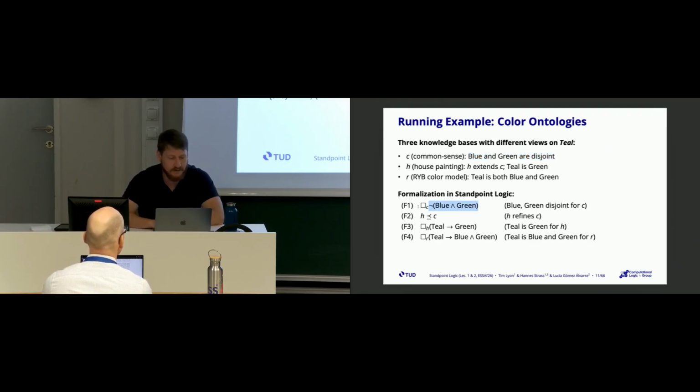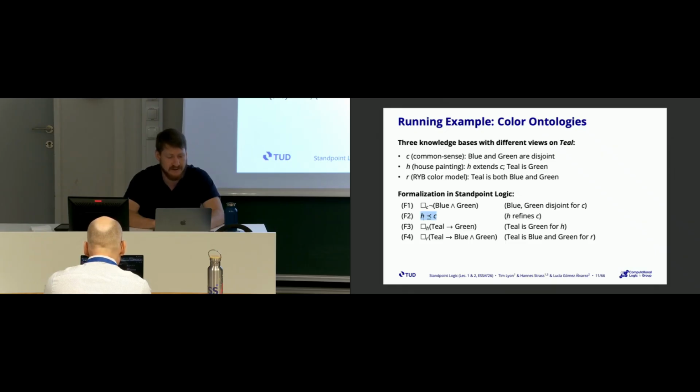And we can encode this fact, represented in natural language, by the following standpoint formula, which says that from standpoint C, it's not the case that anything is both blue and green simultaneously. We have also in this example what's called the house painting perspective, or the perspective of a house painter, if you will, which extends the common sense perspective, meaning it takes the common sense perspective of colors and extends it with some additional information. So that's represented by the sharpening statement that I brought up earlier.